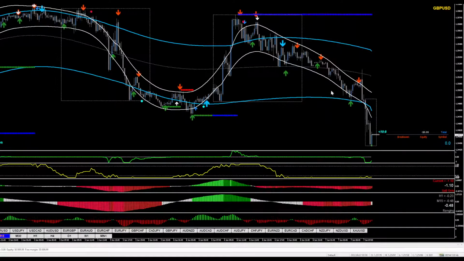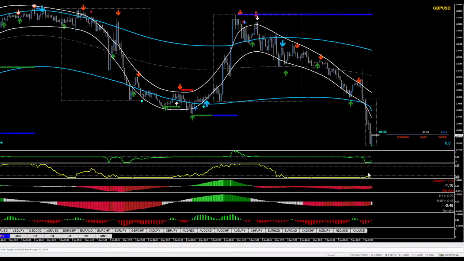You can see on the screen we have a big band and a smaller band. We want to see the smaller band come out of the bigger band, which already happened. Once that happens, the next thing we're looking for is that price actually closes outside of both, which it did. Then the next thing I want to see is this indicator showing exhaustion, and we had that too to the downside, which is good.